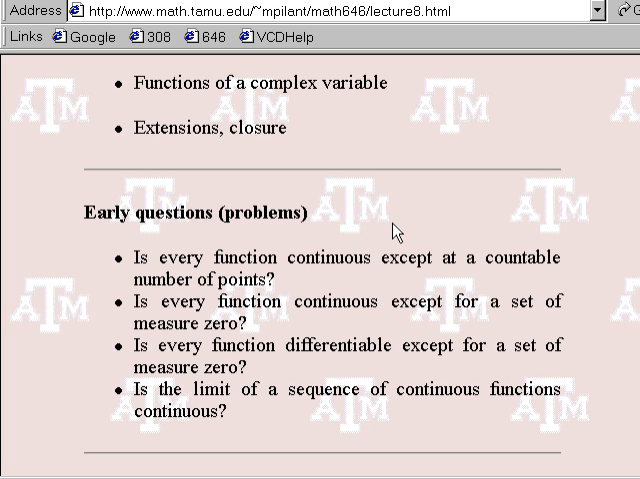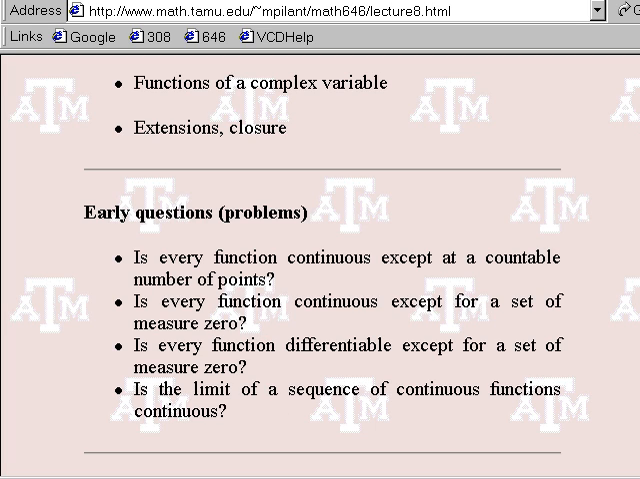And that is, is every function continuous except at a finite or countable number of points? And the answer is no. Is every function continuous except for a set of measure 0? And the set of measure 0, in case you haven't seen that term before, is the following.